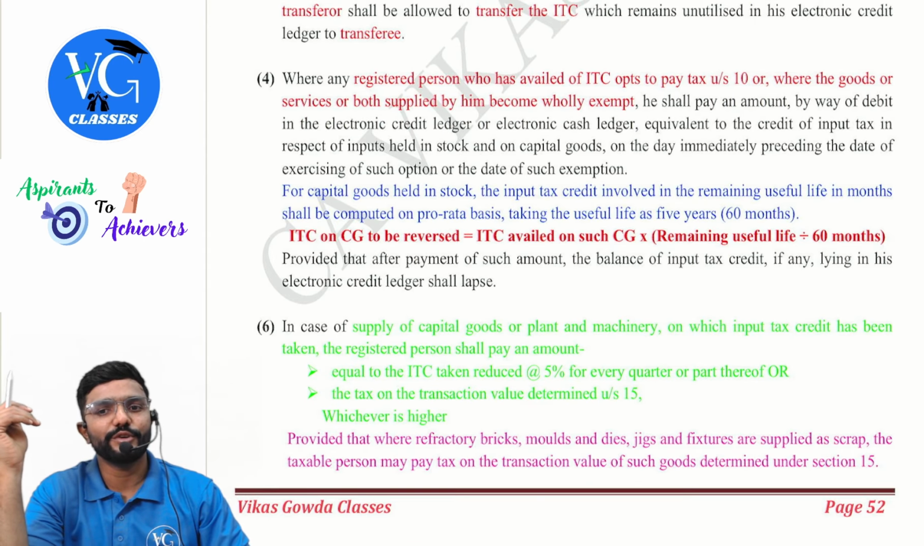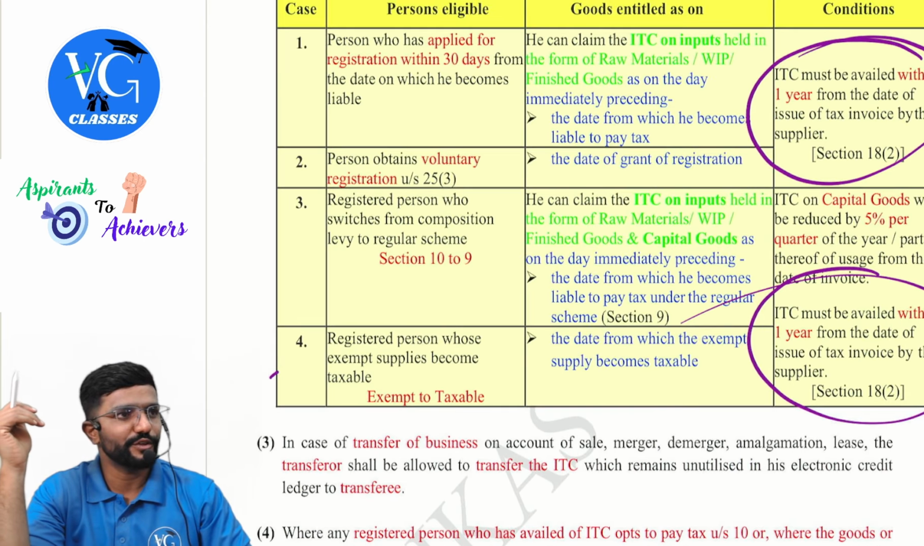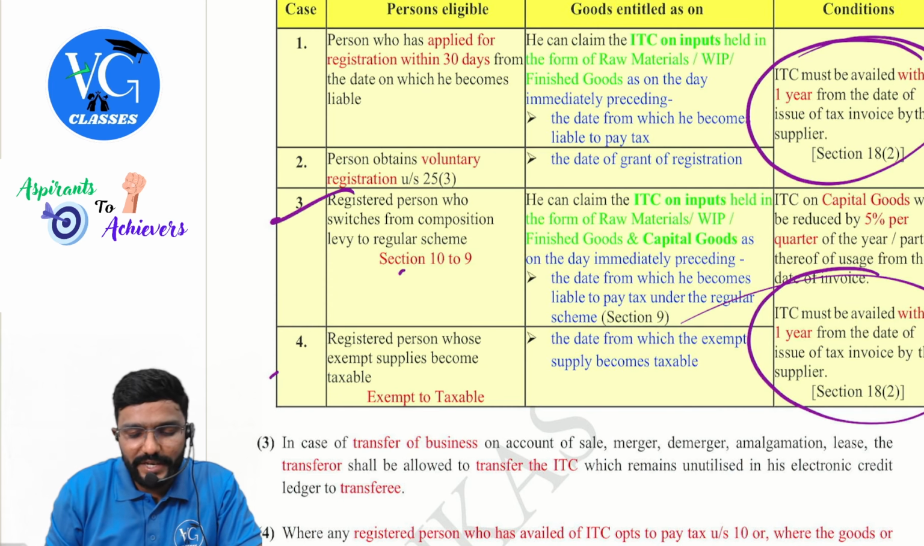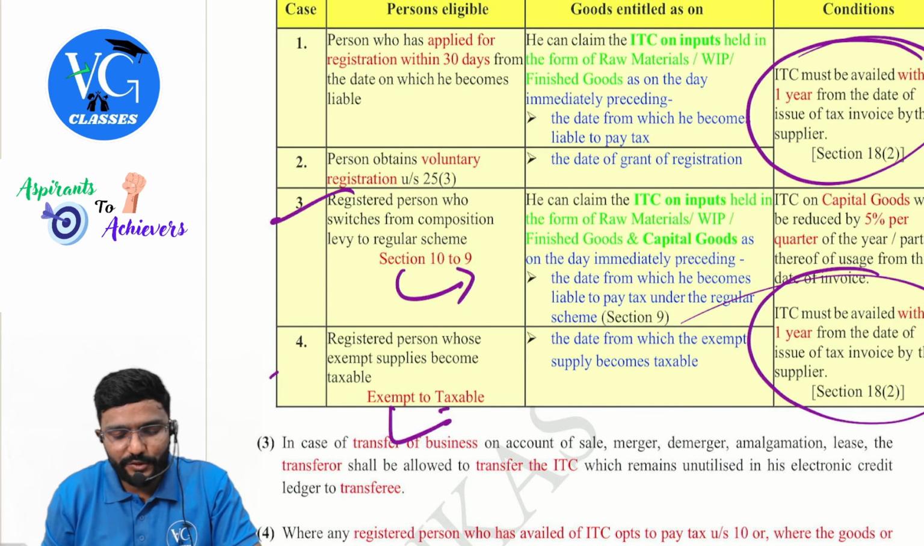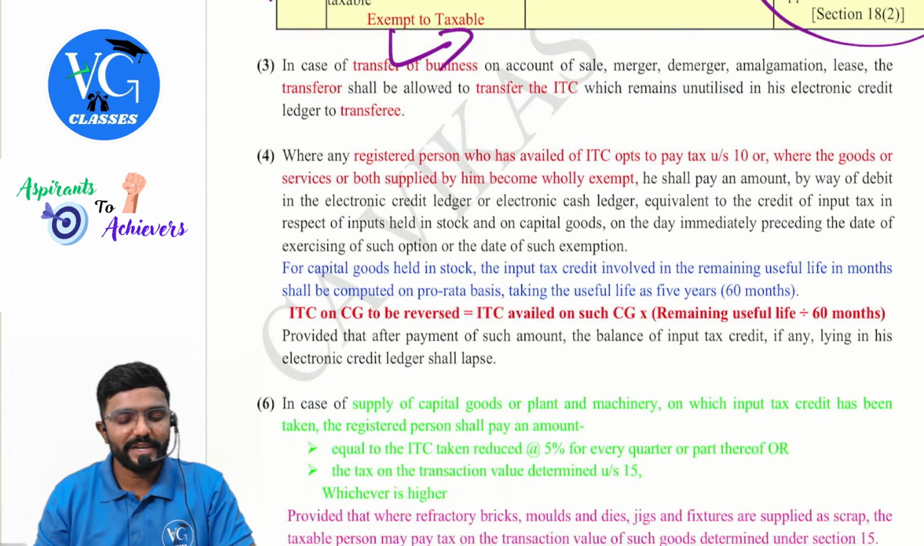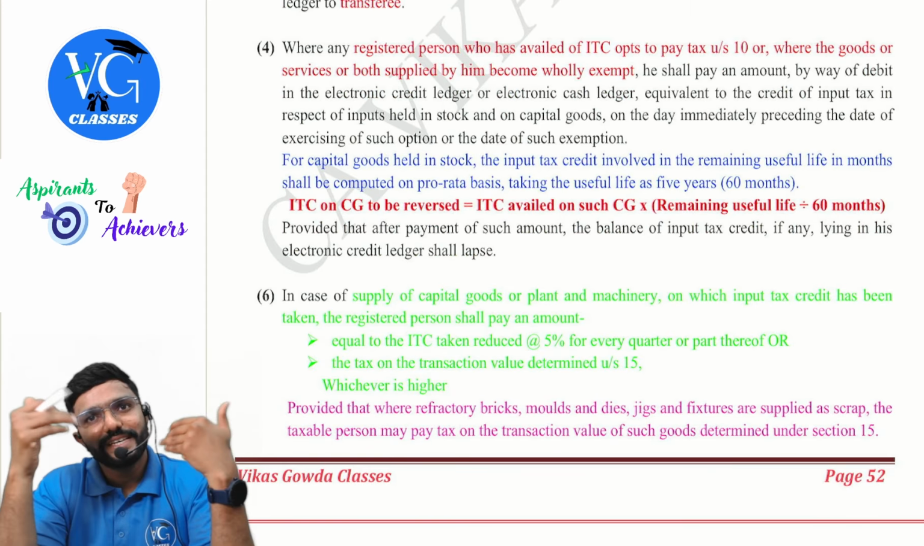Next, coming to subsection 4. Guys, the reverse case is covered in subsection 4. Here, it was from 10 to 9, exempt to taxable. Agree na? But subsection 4 is reverse. Ulta.